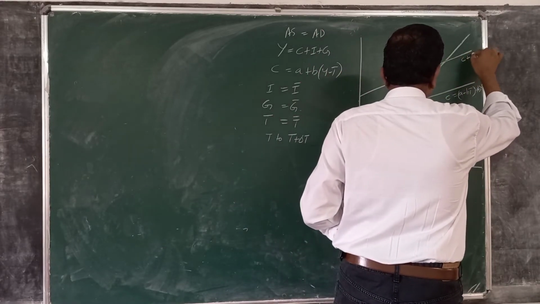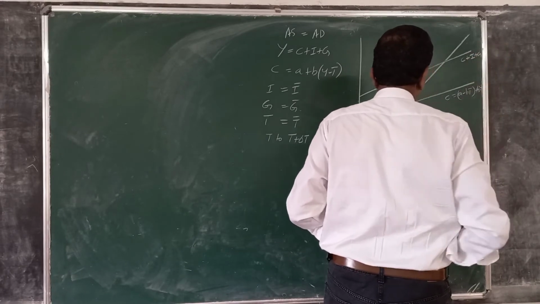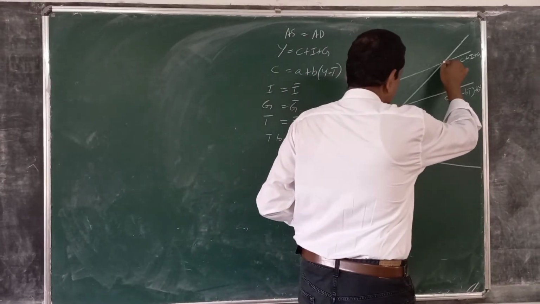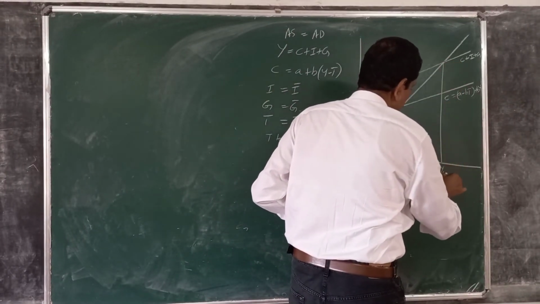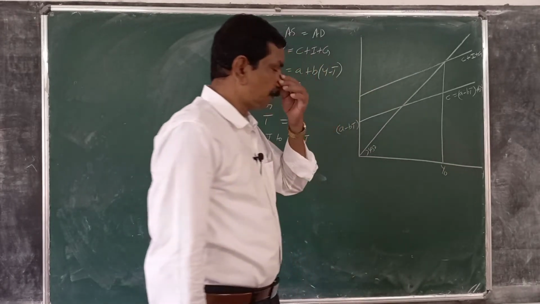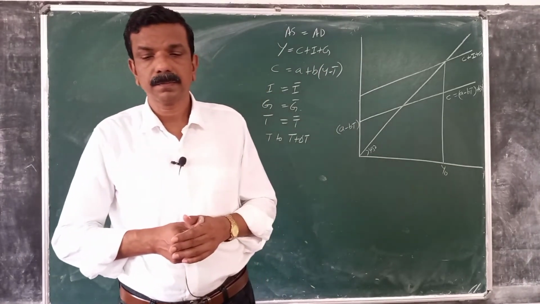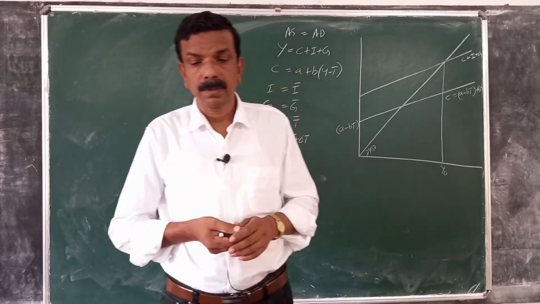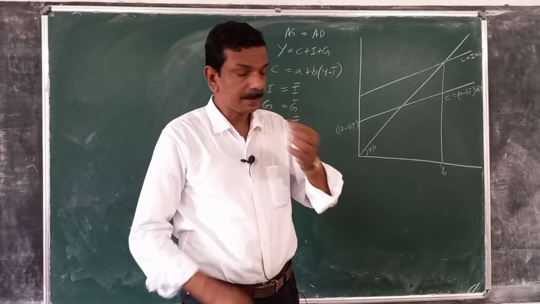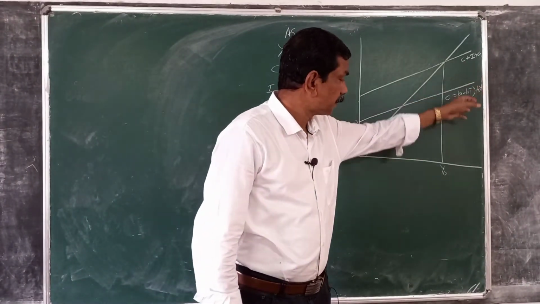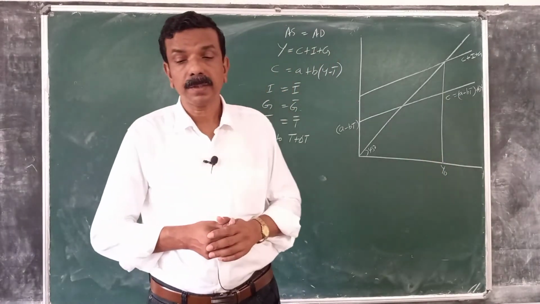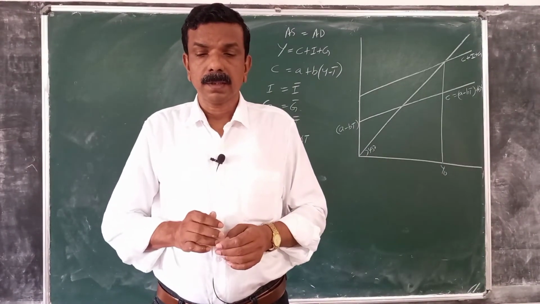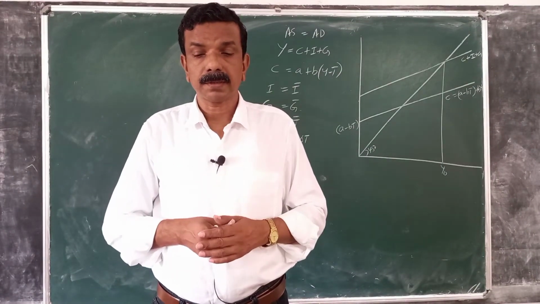C plus I plus G is given, and the equilibrium is determined here at Y0. The equilibrium level of income is determined at C plus I plus G, and the equilibrium level of income is Y0. C is equal to A minus BT plus BY. Then added to this is C plus I plus G.